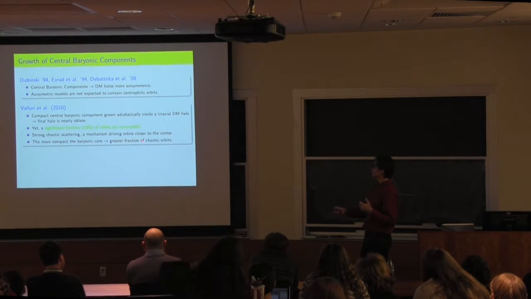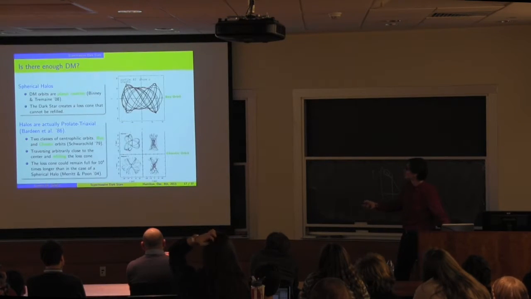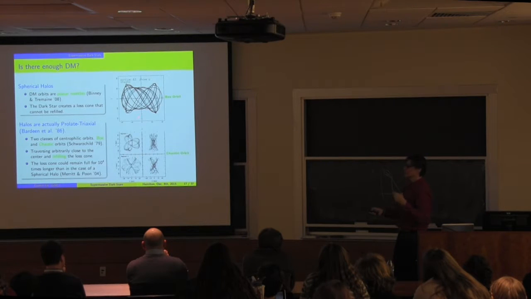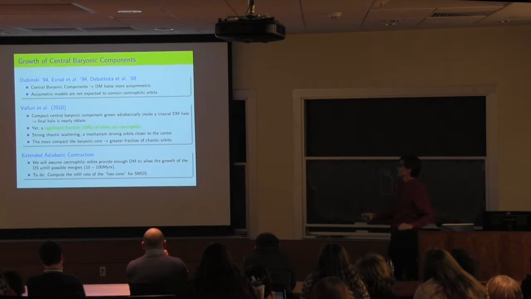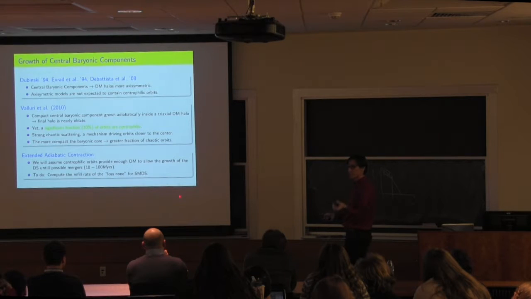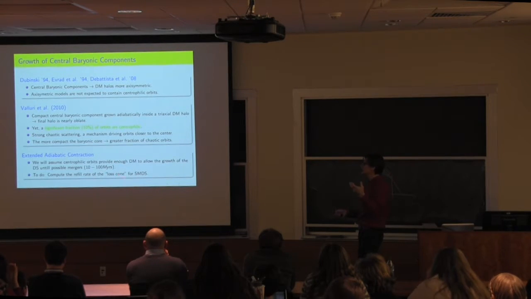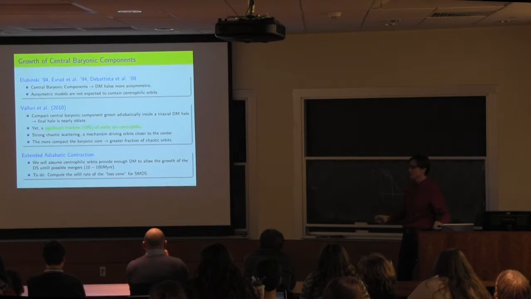And there's additionally a strong chaotic scattering, which drives orbits close to the center, meaning those box orbits, instead of becoming centrophobic, instead of just being tube orbits which avoid the center, are just going to change their shape, but still be box orbits that pass arbitrarily close to the center. So from this, we just say, all right, let's take the very simplistic assumption that we can extend adiabatic contraction indefinitely. So whenever you remove a dark matter particle from the pool because of annihilation, let's just assume there's an orbit passing nearby, this centrophilic orbit, which replenishes it. That's what we call extended adiabatic contraction.